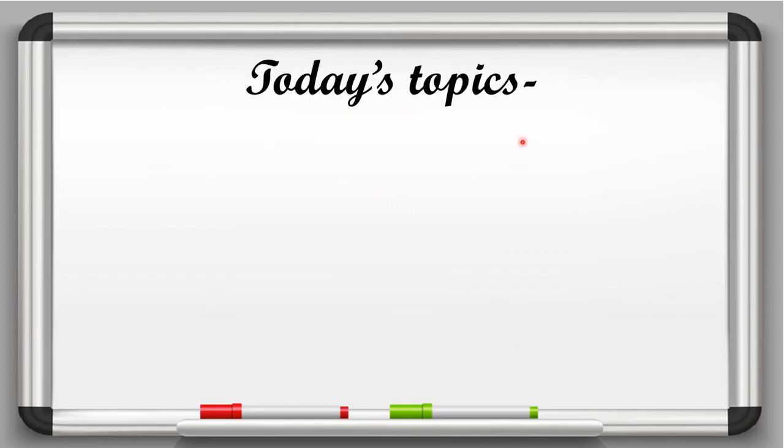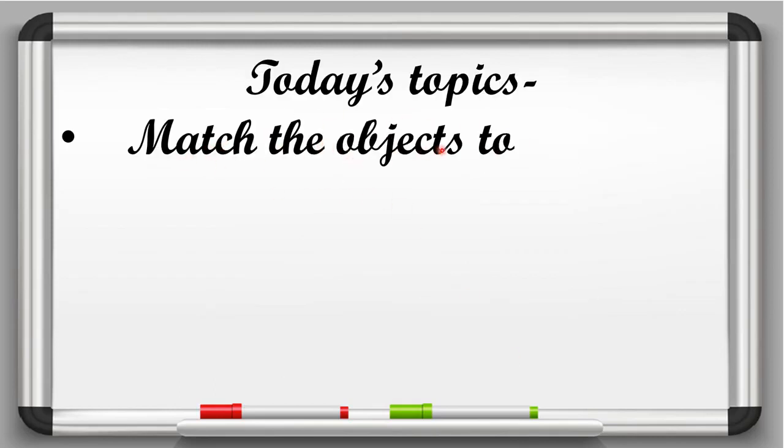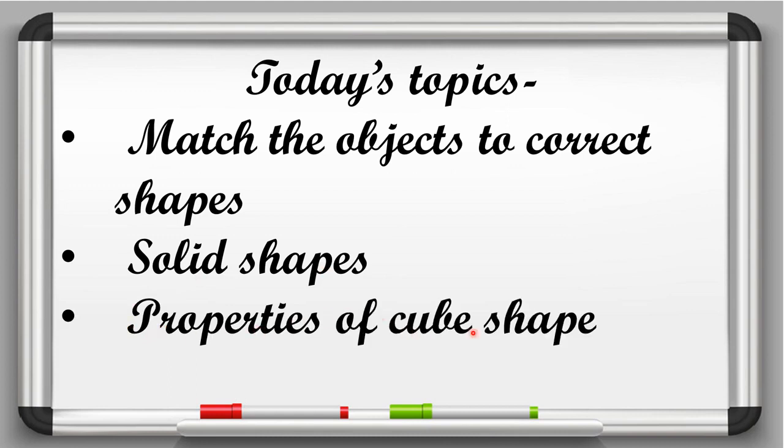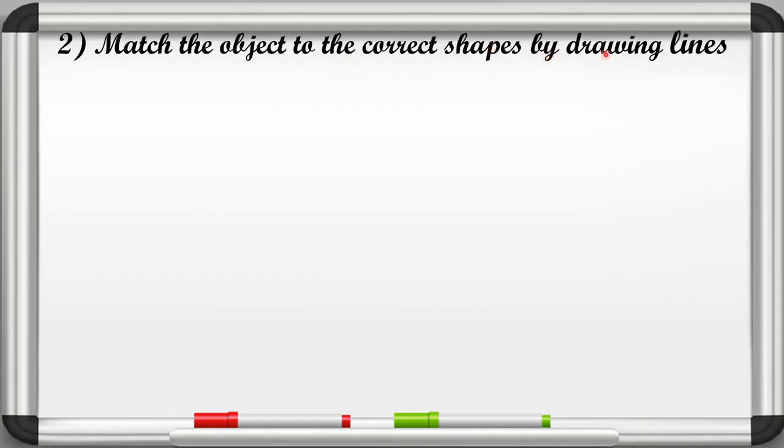Today's topics are match the objects to correct shapes, solid shapes, properties of cube shape. So beta, today we will cover all these topics. Let's start. Question number 2. Match the object to the correct shapes by drawing lines on page number 47. Beta, I had given you question number 1 in the homework, so we will discuss it later on.